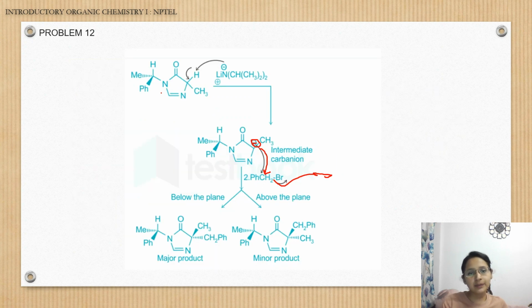Okay. So now coming to major and minor. The major and minor will be dictated by the chiral center which is present in the system. Here there is a chiral center, right? So now as you can see, there is phenyl and methyl. Which is more bulky, phenyl or methyl? Yeah, phenyl is more bulky. Now I have told you the attack will be favorable from that side where the steric hindrance is low, where the substrate will feel the lesser steric hindrance. So does the carbanion prefer to attack from above the plane or below the plane? Which will it prefer, above or below?